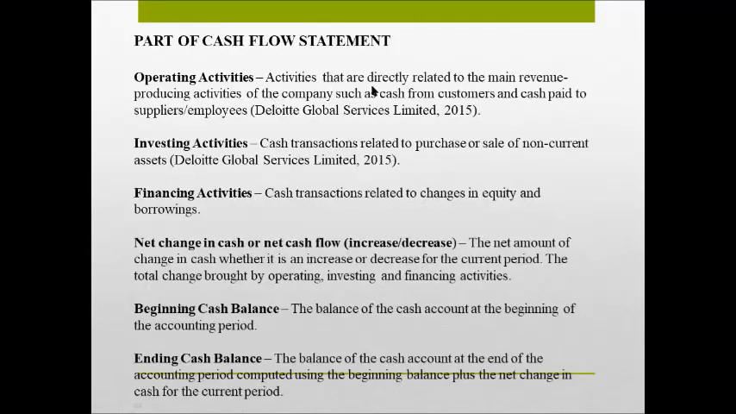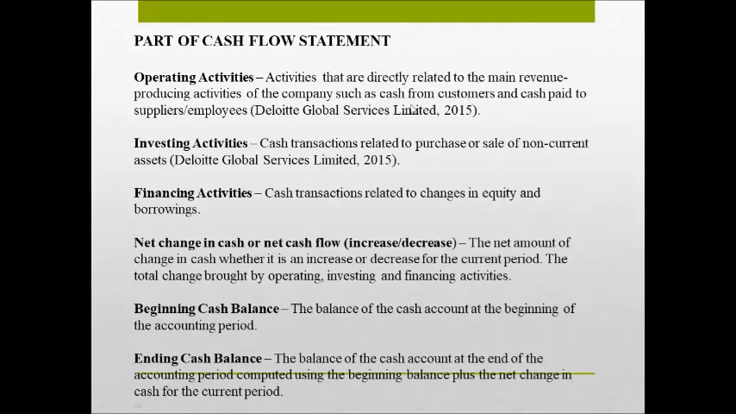So, these are the parts of the cash flow. So, again, meron tayong operating activities. Ano nga ba yung mga operating activities natin? So, these are the activities that are directly related to the main revenue producing activities. So, kung may relation sila sa main revenue ng ating business, they will be considered as operating activities. Like the cash payment from the customer, cash paid to the suppliers, ganon.